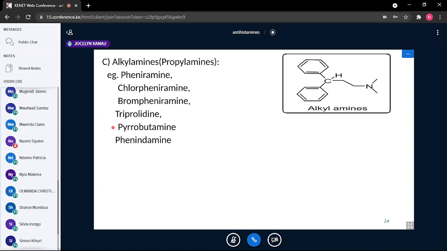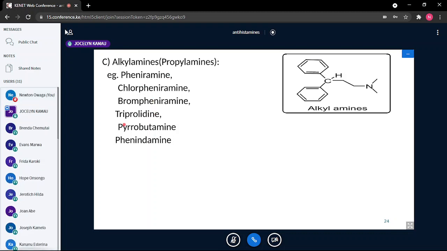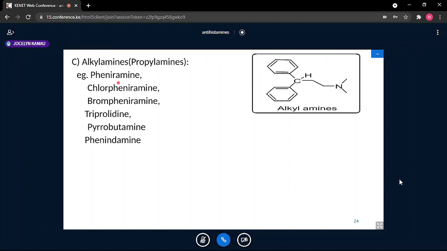And then there's triprolidine. When we look at the alkylamines, we will go further into another subclass, whereby the alkylamines can either be saturated or unsaturated.